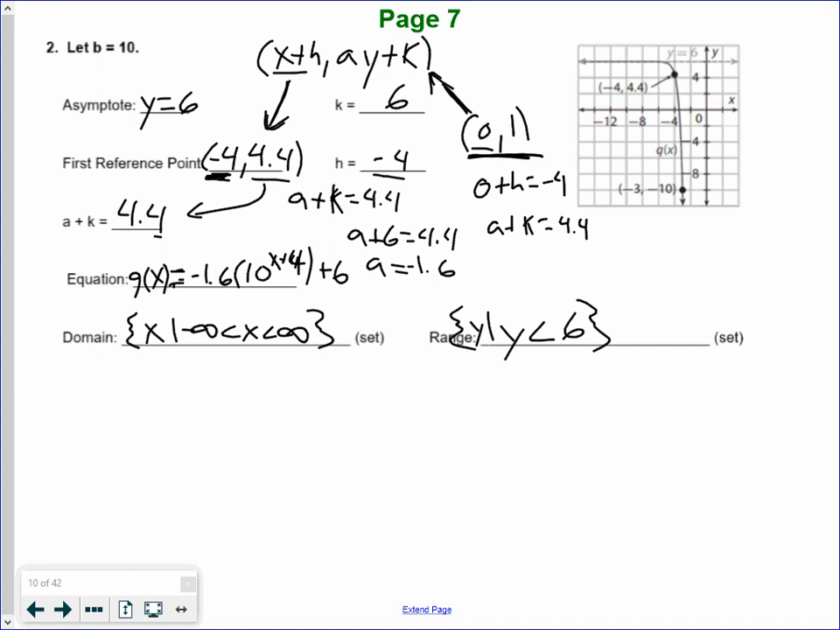Our domain is not going to change. It's still going to be all real numbers. And our range is y is less than 6, and that's because our a value is negative. So y is less than k, and our k value is 6.